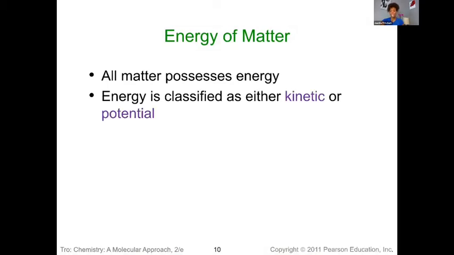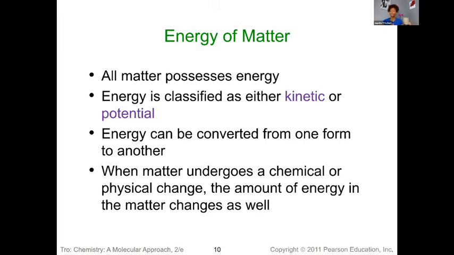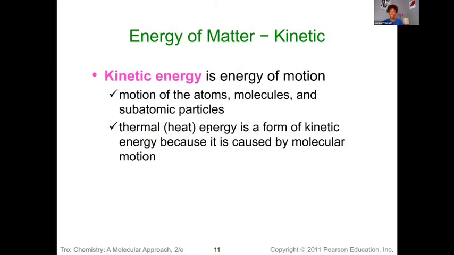There are a lot of different types of energy out there. All matter possesses energy. Think of it like money. We're going to get all into this energy idea in chapter 6. There are two main categories of energy that exist: kinetic energy and potential energy. And energy does have the ability to be converted from one form to another. Now, again, regardless of whether you're undergoing a chemical change or a physical change, there is an exchange of energy as well.